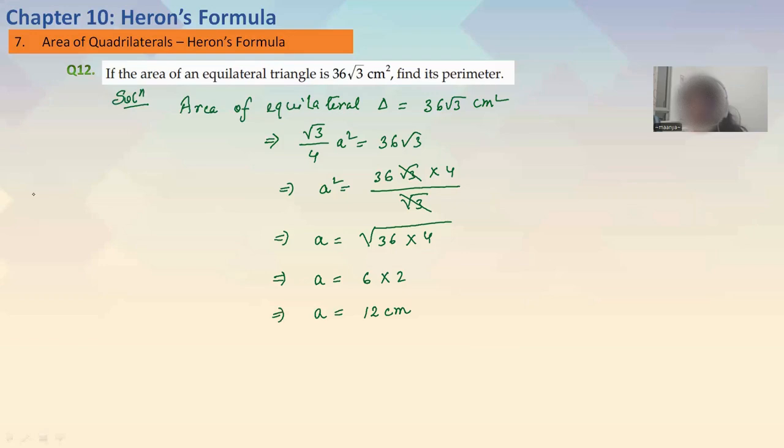All right. So this is just the side of the equilateral triangle, right? We need to find the perimeter. Perimeter would be 12 into 3, 36 centimeter. So area, oh, this is side. Okay, yeah. 36 centimeter, 12 into 3. Right. So this was an easy question.